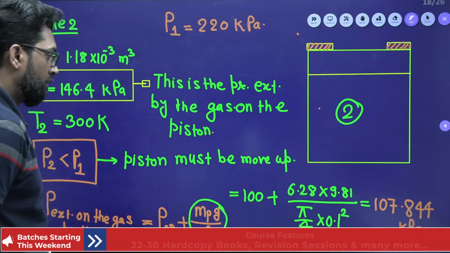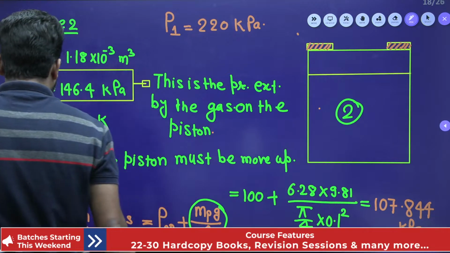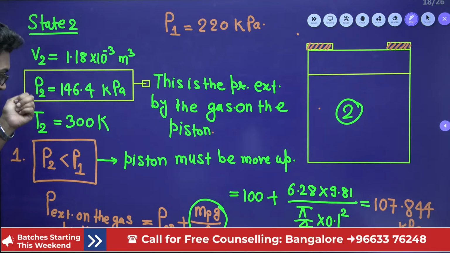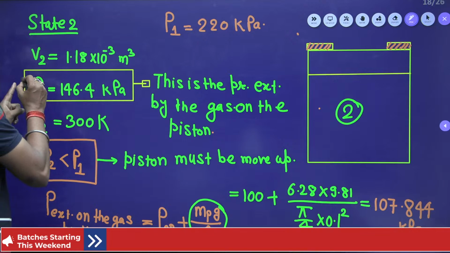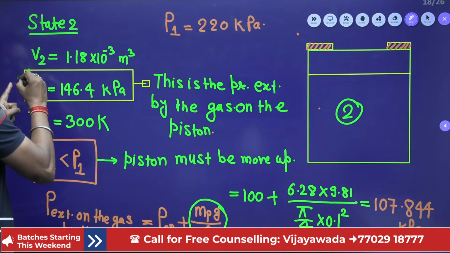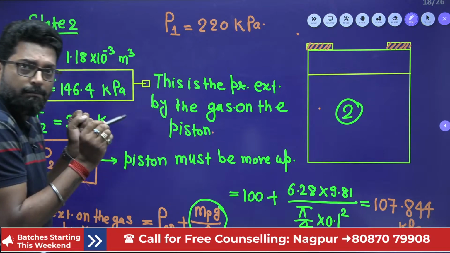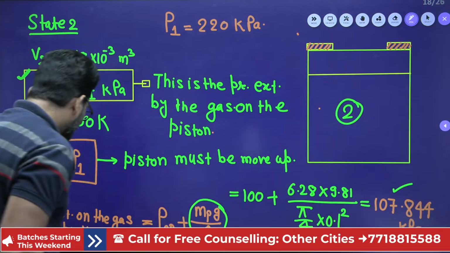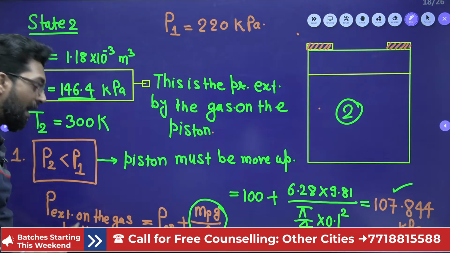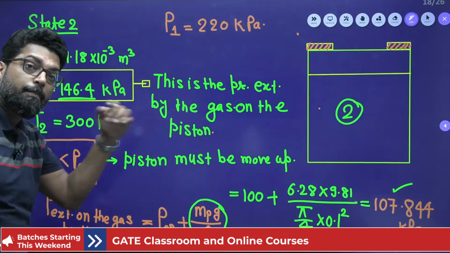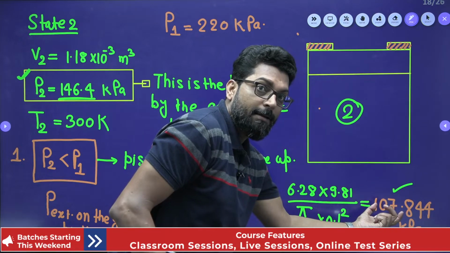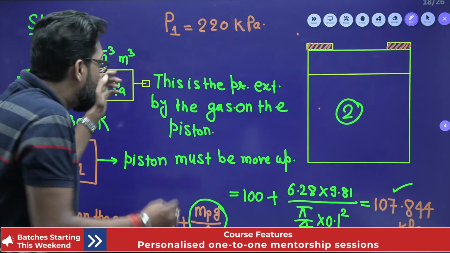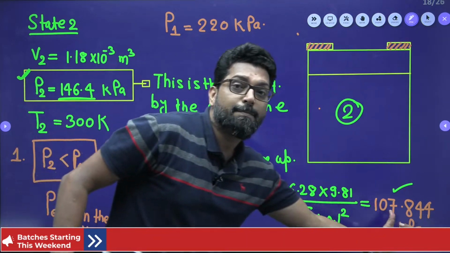Now, think like this. See beta, very important. When the piston touches the stop, we assume like that, this is the pressure at which the piston will touch the stop. So this pressure is 146, and this pressure is what? The pressure exerted on the gas by the piston. That means this must be the external pressure. See, the external pressure is less than the internal pressure. That means the internal pressure is higher than the external pressure.